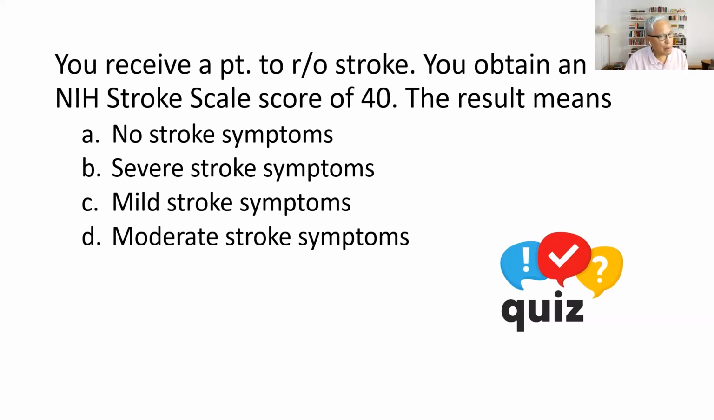All right, so you remember the maximum score is 42. So anywhere from 21 to 42 is actually a severe stroke. So the correct answer here is going to be letter B.